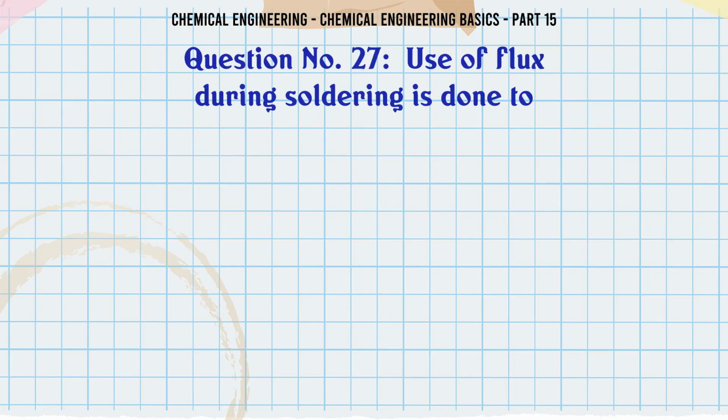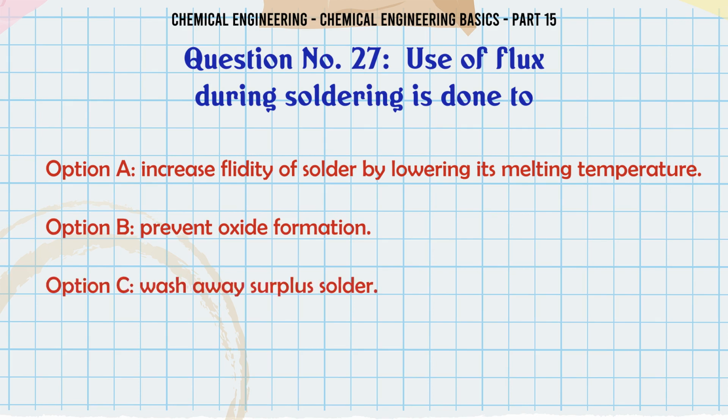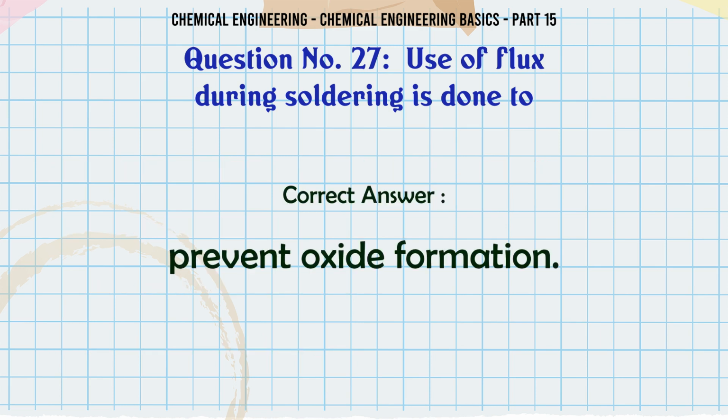Use of flux during soldering is done to A. Increase fluidity of solder by lowering its melting temperature. B. Prevent oxide formation. C. Wash away surplus solder. D. Fill up the joint gap. The correct answer is prevent oxide formation.